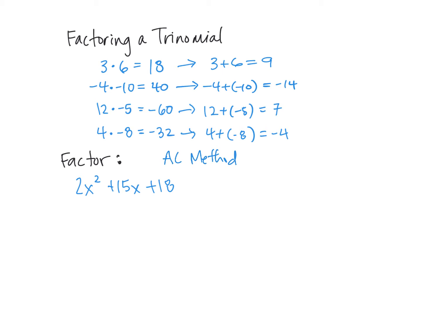So what we're going to do is first label what A, B, and C are in this trinomial. A, B, and C are the coefficients of each of the terms. So if I have AX squared, and then BX, and then C is my constant, then here I would say that A equals 2, B equals 15, and C equals 18.